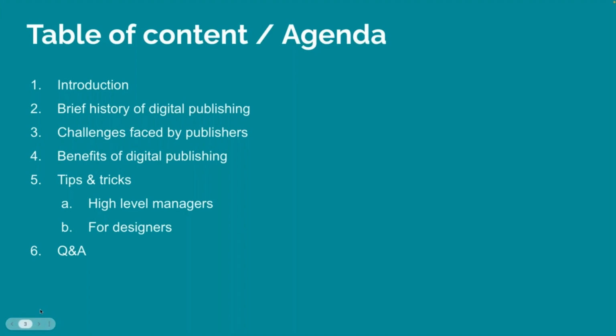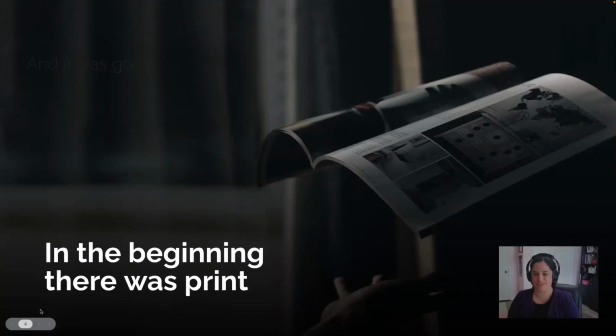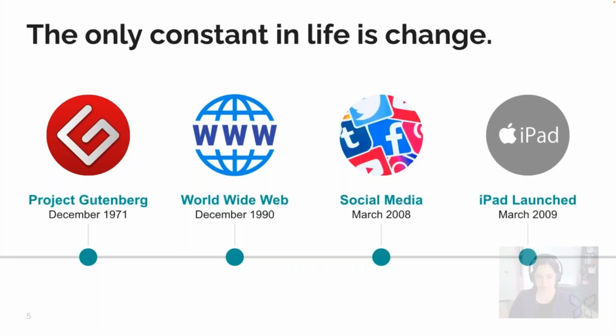Sure. All right. I want to start with talking a little bit about print and how we got to where we are today. So in the beginning, there was print. Print always came first. And for most publishers, it is the main channel that they're thinking of. However, if I take a look back throughout history, starting in around 1971, that is when the first publishers started thinking, how do I take my content and make it digital? So a project called Project Gutenberg was formed, which took books and publishings and put them into a digital format.